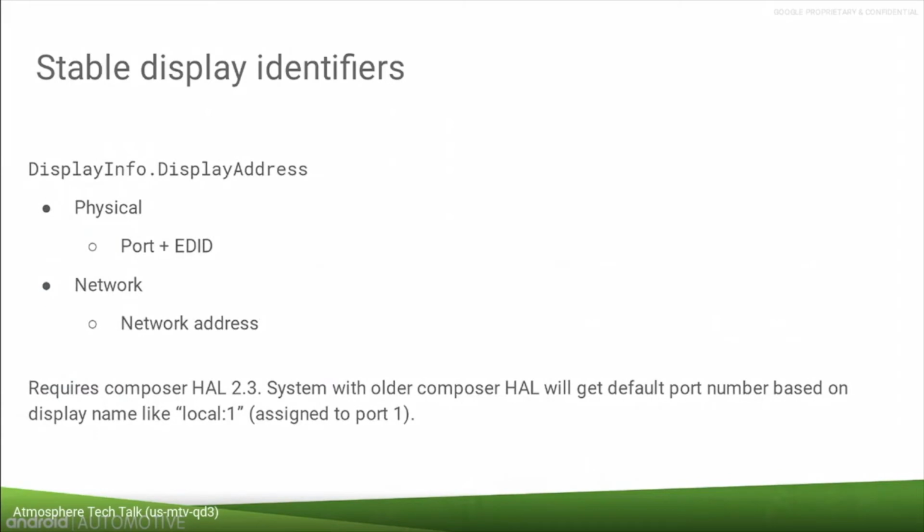The second way is a dedicated class called DisplayAddress. It's also part of DisplayInfo. In Q, we added two different types of display address: one for physical displays and one for displays connected via network. For physical display, it contains accessor methods to easily get port information and EDID information. For network, it contains the network address. Keep in mind that this capability comes with hardware abstraction layer 2.3. If you have an older HAL, then you will get simplified information for both unique ID and display address.